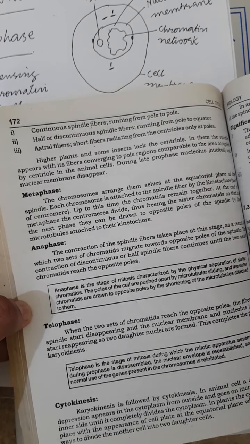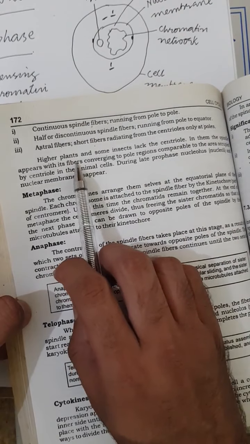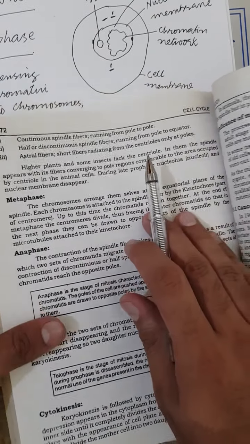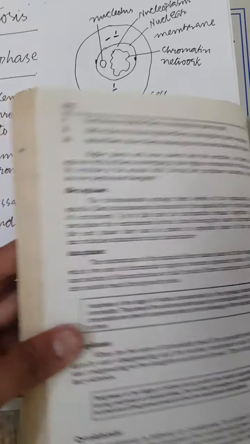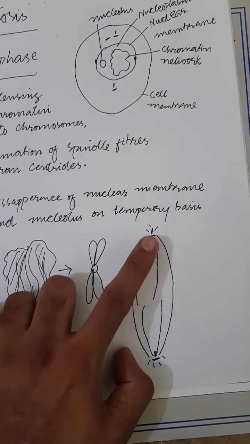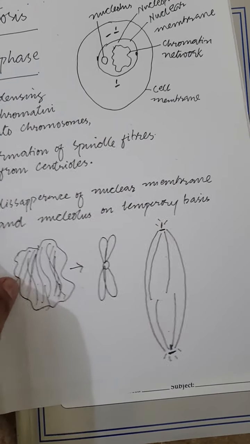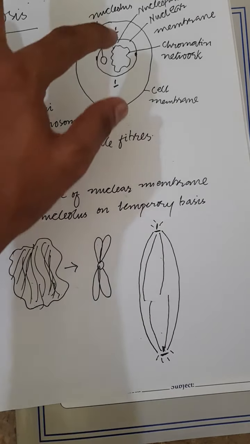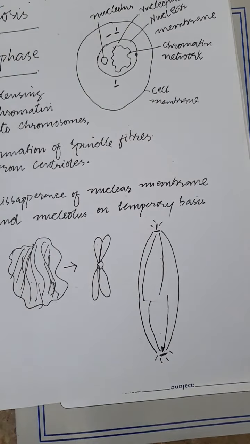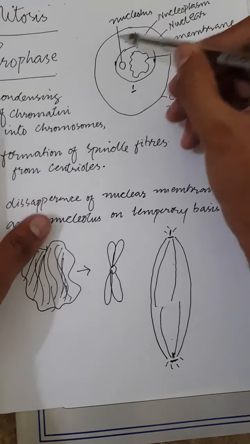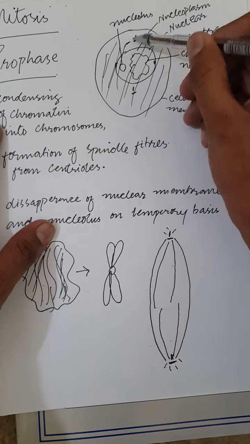This is also the thing I discussed over here, that the higher plants and some insects lack the centriole. In them, the spindle appears, this structure appears, but without the centriole. So from where is this structure appearing in those living organisms? If you remember, the whole cell carries a network of fibers, which we called the cytoskeletal fibers. They are present all over the cell.